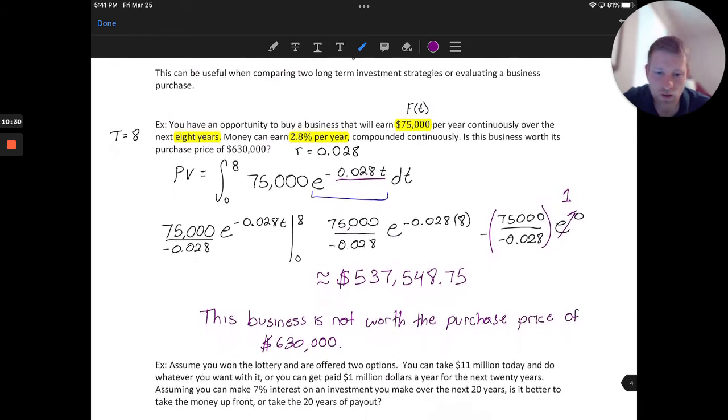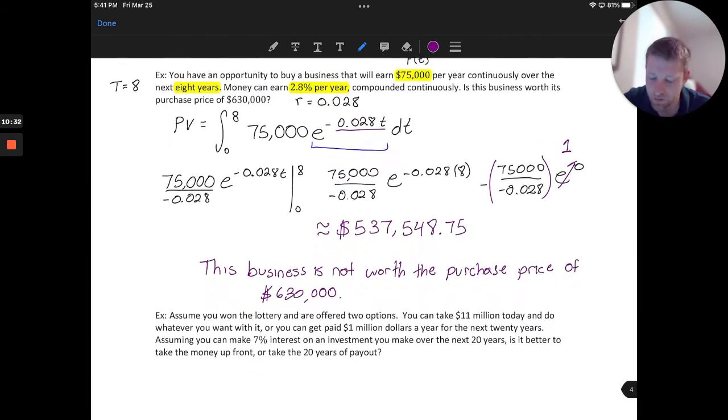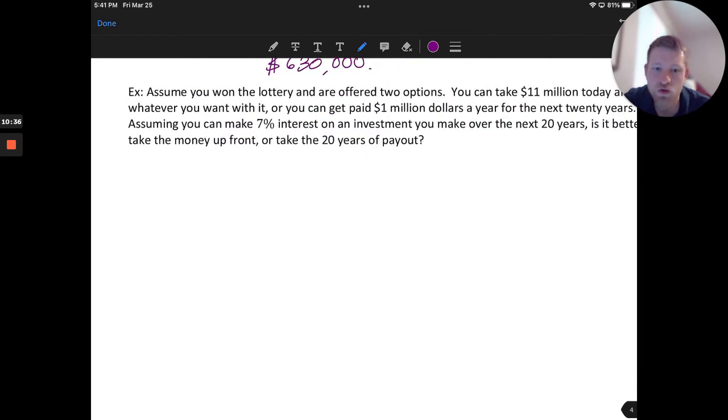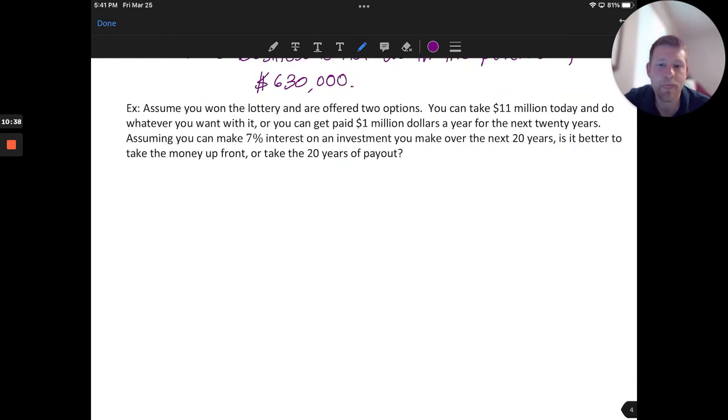Let's go ahead and take a look at a second type of example where we're going to consider two income streams. It'll work mathematically the same, but it'll have a little bit of a different context. So the second example says, assume you won the lottery. That's a great assumption to make, but let's assume that. And are offered two options.